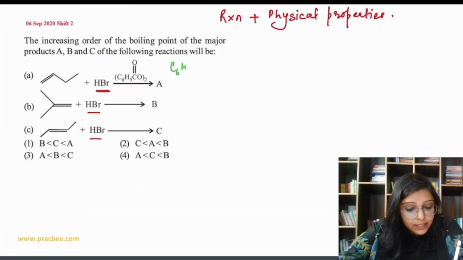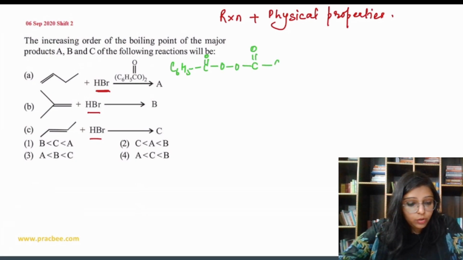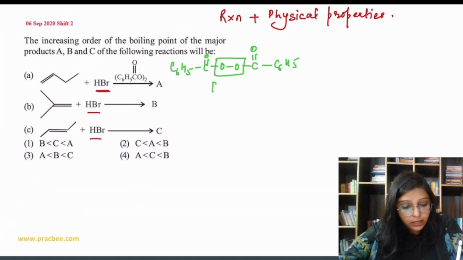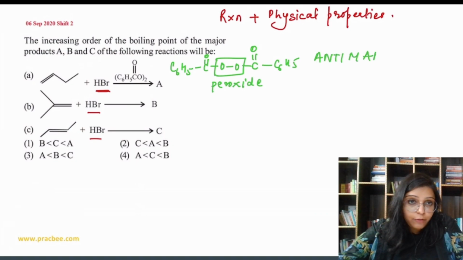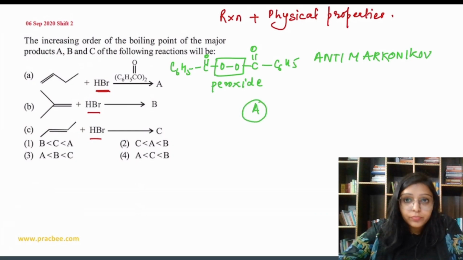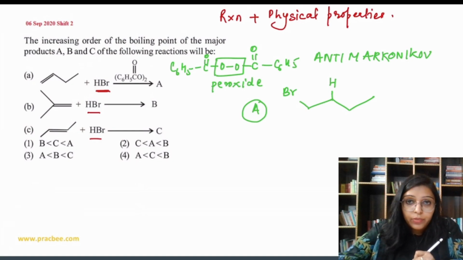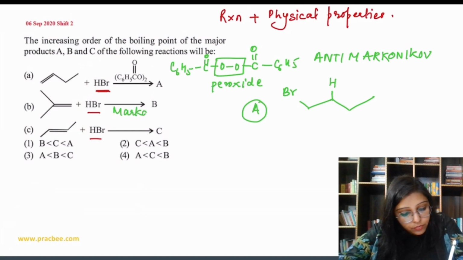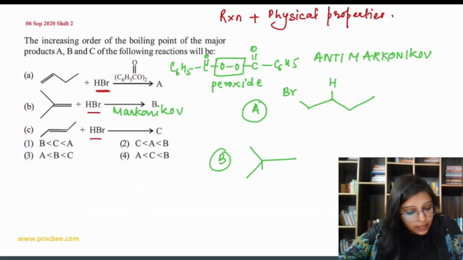So this is C6H5C double bond O, O C double bond O C6H5. So this is a peroxide linkage. So peroxide means we have to do anti-Markovnikov. If we have to do anti-Markovnikov, it means A is going to be here. We are going to write Br, right? Then this H is going to be over here. Now with HBr, we have to do Markovnikov because it is an unsymmetrical alkene. So B is going to be here. We write Br, okay, and here we put H.